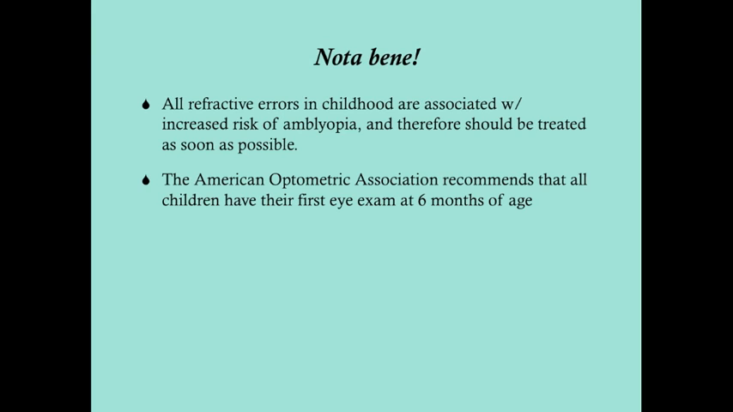So because of that, the American Optometric Association actually recommends that all children have their first eye examination at 6 months of age. So a lot younger than you would think that a kid should go get their eyes examined. It's a lot younger than you get your first dental exam. But 6 months of age is the recommended age for the first optometric examination.